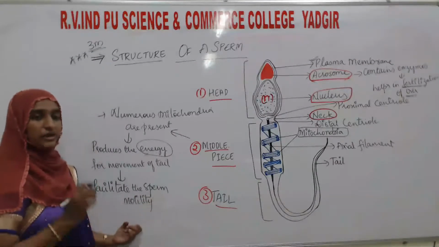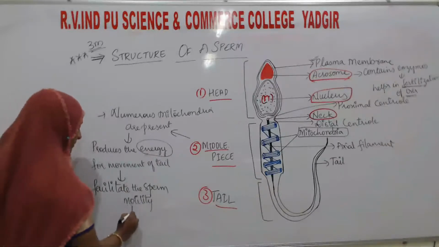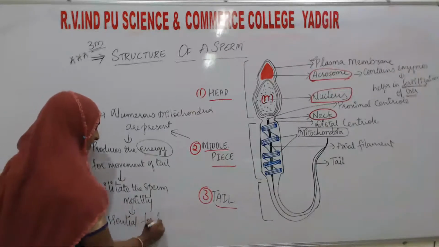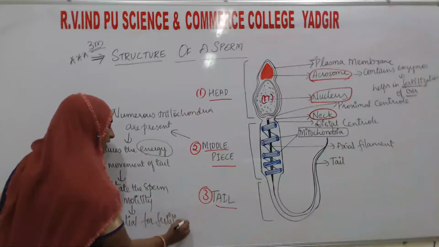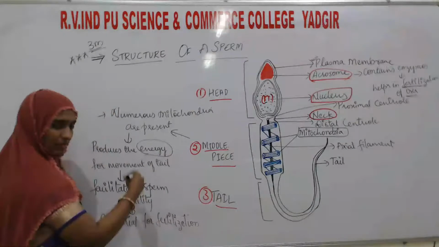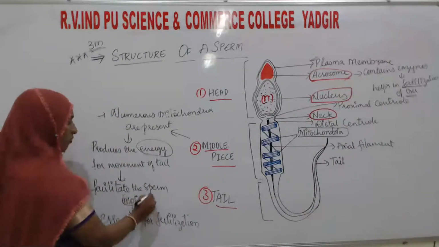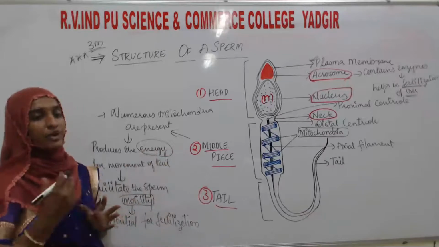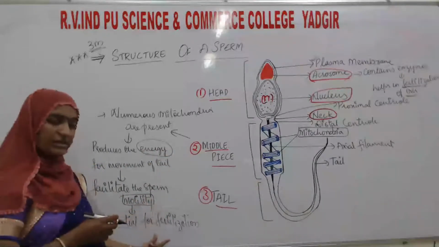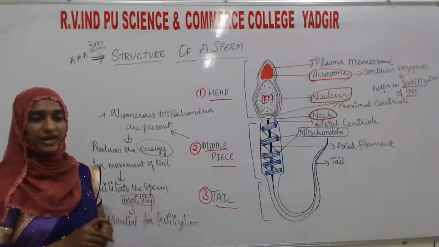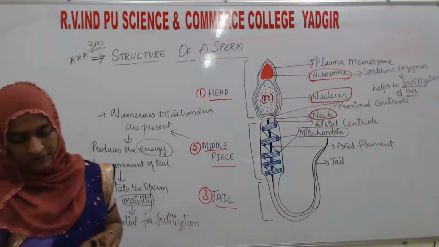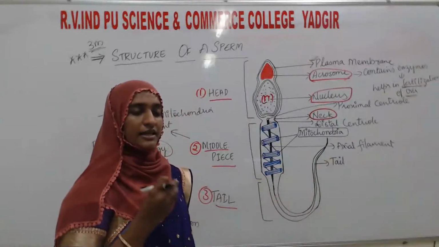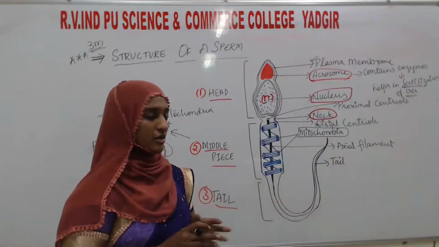So sperm motility is very important for the fertilization of the ovum. If sperm do not have the ability to move from one place to another, they don't have energy, and they cannot move. So for fertilization, it is very important that the sperm motility should be in an active phase. Then lastly, this is the tail region, which is present at the posterior end, and it is mainly meant for the motility of the sperm.